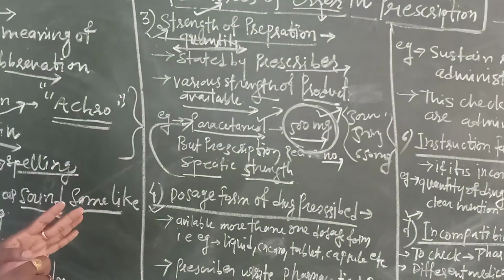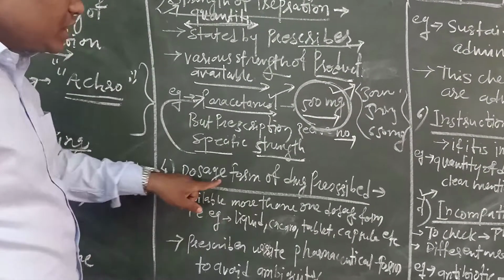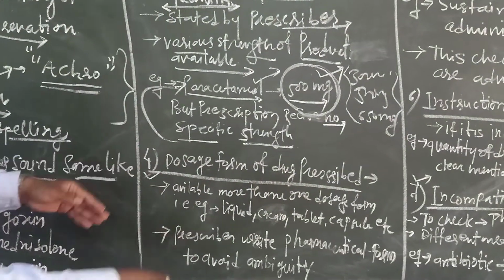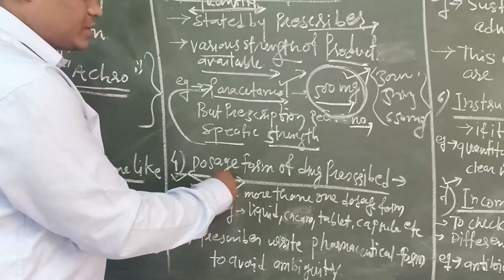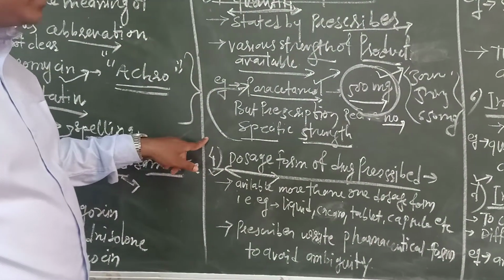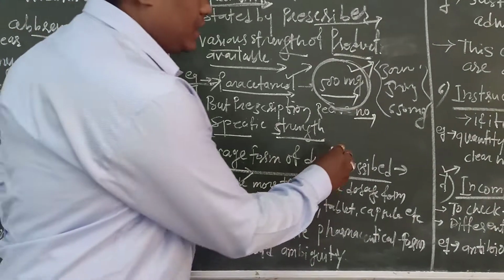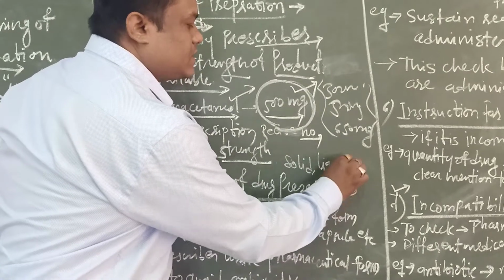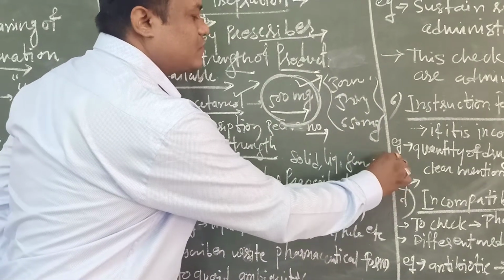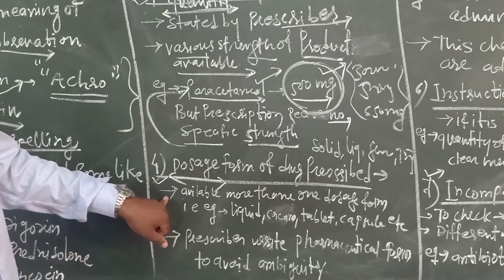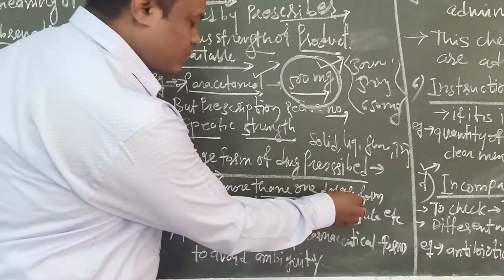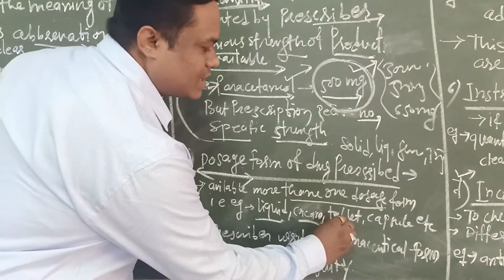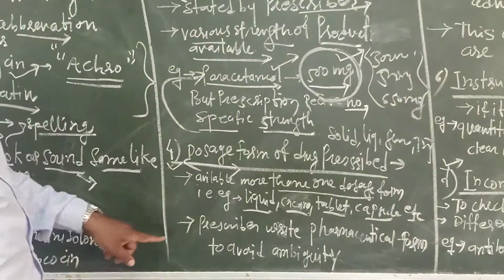Then it is dispensed to the patient. Then next is the dosage form of the drug prescribed, because in the market various pharmaceutical dosage forms are available, for example, solid form, liquid form, semi-solid form or injection form. More than one dosage form is available in the market, for example in the form of liquids, creams, tablets, capsules, etc.